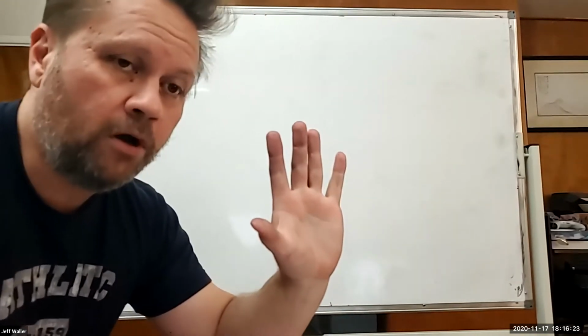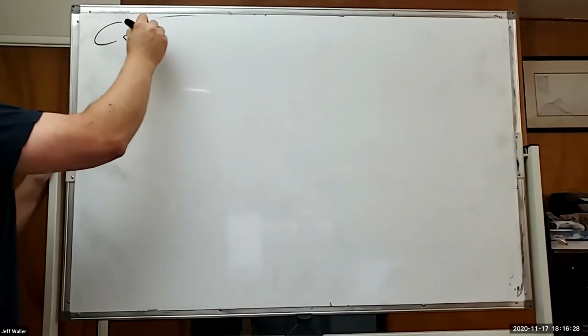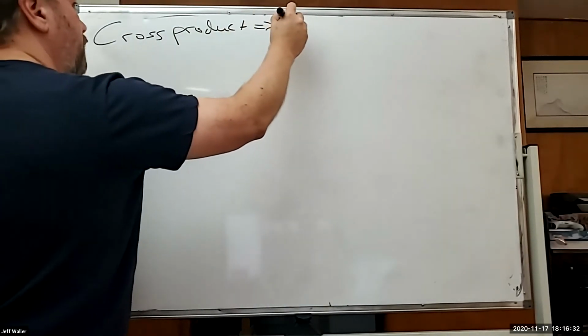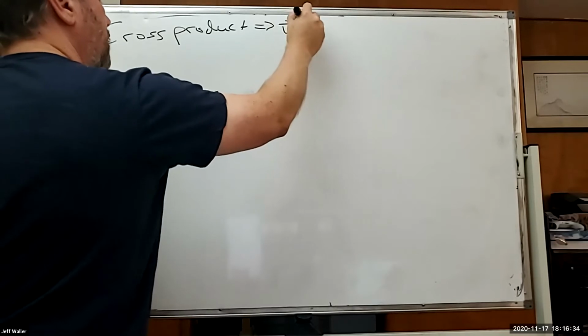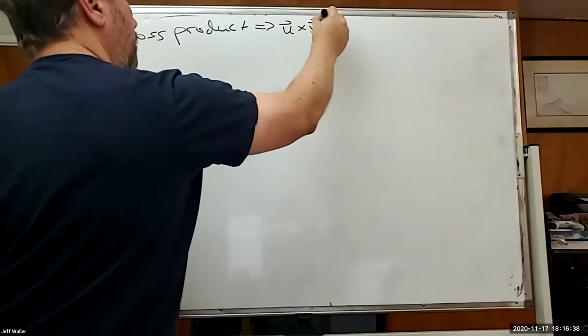I'll tell you what they're both called. This is the one we're not going to talk about, called the cross product. The result of this is another vector. So this is a vector times a vector equals another vector.